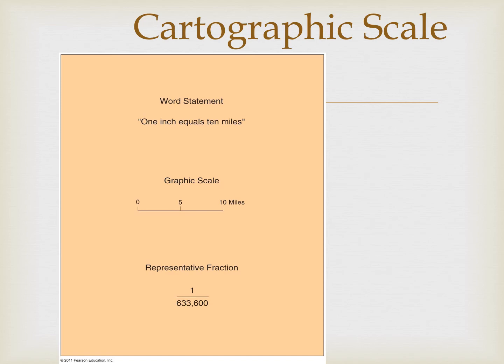When we talk about RF scale, or representative fractions, the number in the numerator is the same unit as the number in the denominator. So in the example on the screen, 1 unit on the map equals 633,600 of the same unit on the Earth's surface. And what's kind of cool is that it doesn't matter what unit we use. 1 inch on the map equals 633,600 inches on the Earth. 1 meter on the map equals 633,600 meters on the Earth. But remember, you can't change the units. Now notice in the word statement, you can change units. 1 inch equals 10 miles. But for RF, representative fractions, that's a no-no.